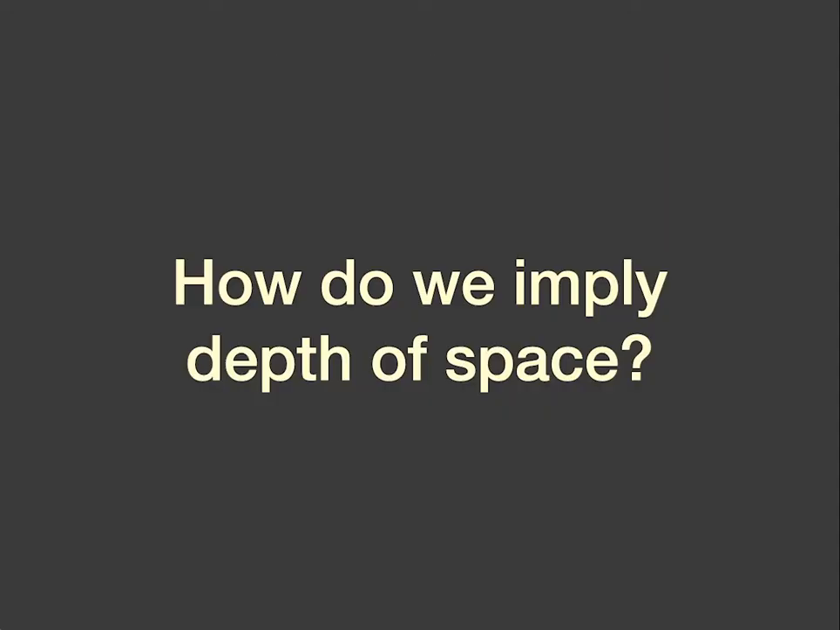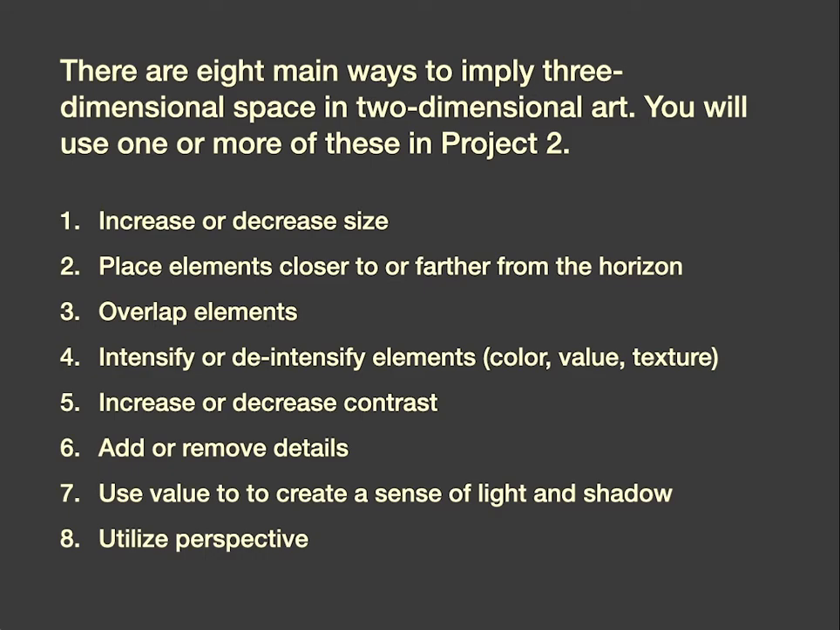So here's the practical question. How do we imply a depth of space in our 2D artworks if that is our goal? Well, there are 8 ways that we can do this, probably more than that, but these are the main ones to imply three-dimensional space in two-dimensional art. You are going to get to use one or more of these in Project 2, which you will learn about on Monday. So the ways are to increase or decrease the size, to place elements closer or further from the horizon, to overlap elements, to intensify or de-intensify elements, to increase or decrease contrast, to add or remove details, to use value to create a sense of light and shadow, and to utilize perspective.